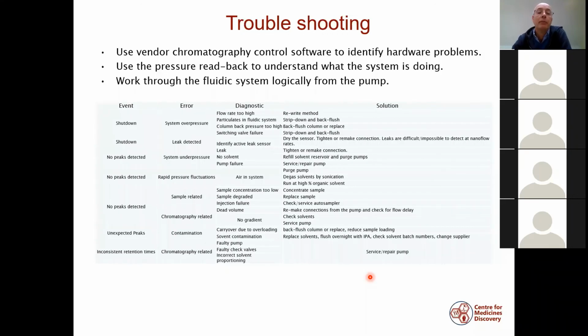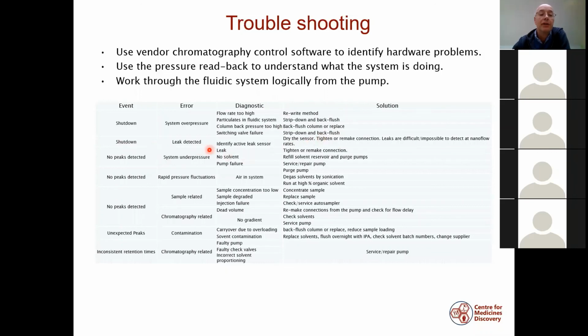And if you have a problem, what I would recommend is to work your way through the fluidic system. So work your way from the pump through the fluidic system logically until you can identify where that problem is. And I've given you some examples here of the type of problem you can have. For example, the instrument can shut down. The error is that the system has gone over pressure. That will happen automatically. And that can happen because the flow rate is too high, you have particulates, back pressure is too high, or the switching valve has failed.